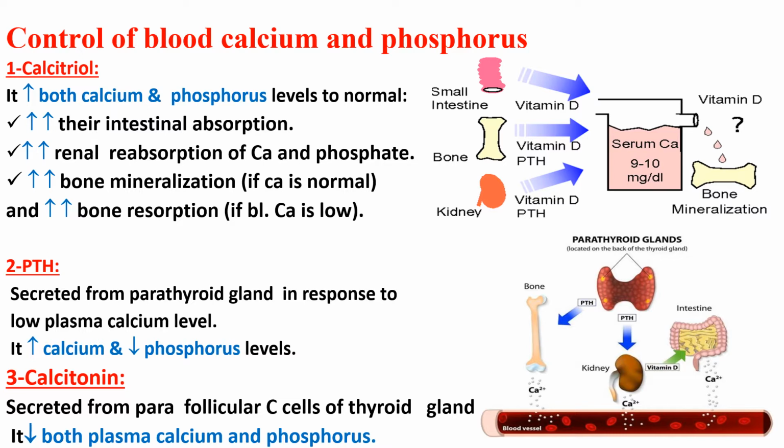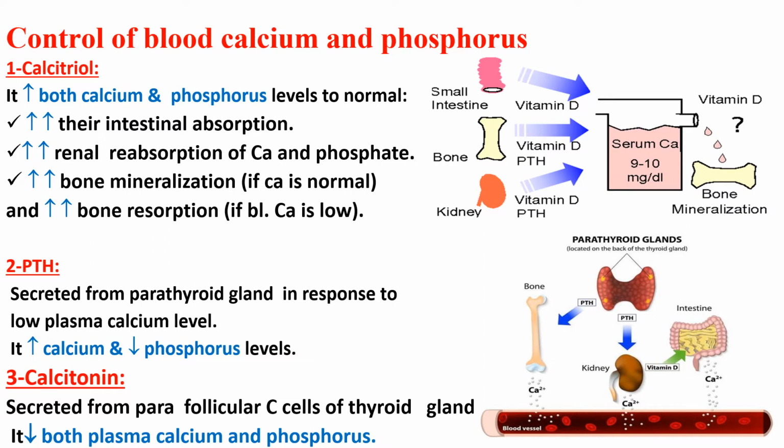So again, it increases the intestinal absorption of both calcium and phosphorus, increases the renal reabsorption, and lastly, if the calcium level is normal, it helps to deposit calcium and phosphorus into bone, helping in bone mineralization, while if blood calcium level is low, it helps to destroy bone in order to increase calcium and phosphorus in the blood to normal level.